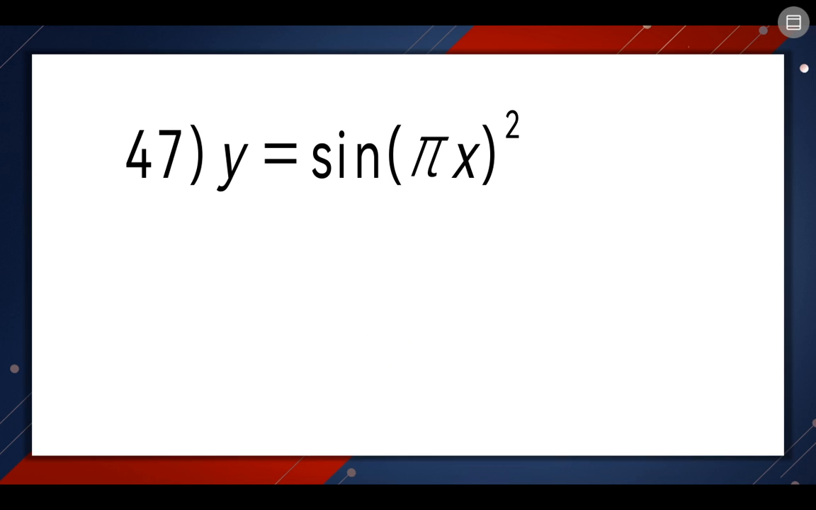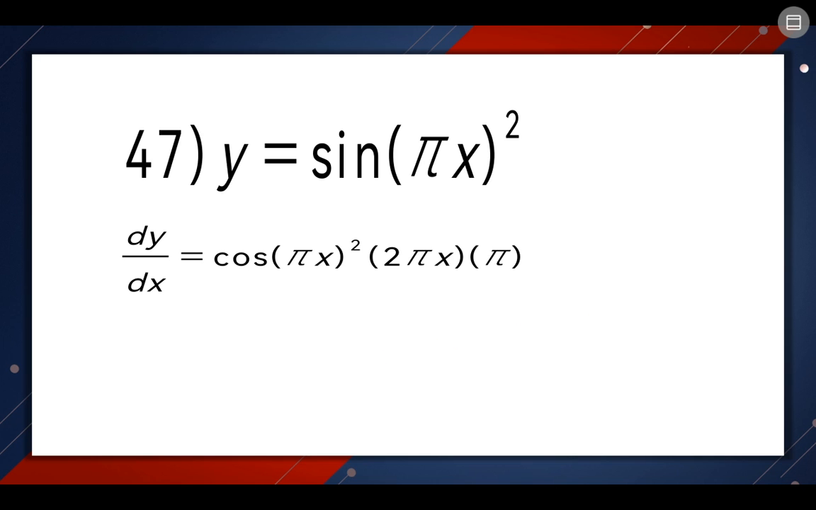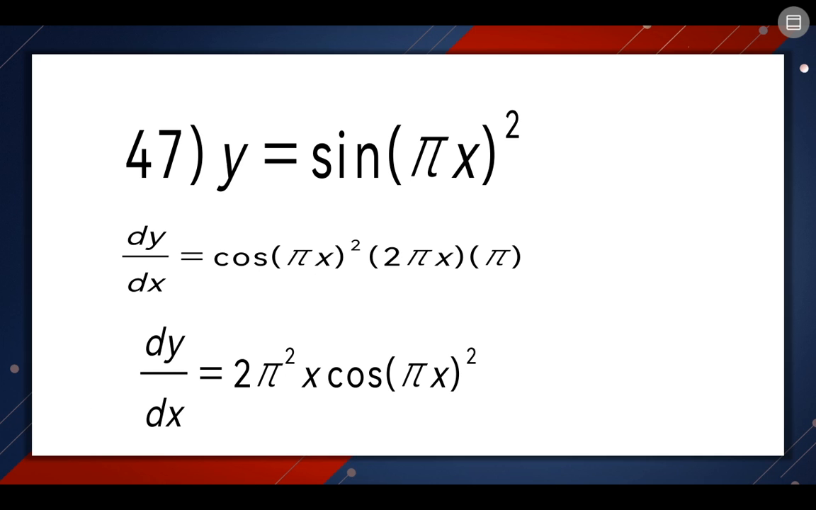Then you can see this question has pi x as the inner function. So we need to take the derivative of the power 2 of the pi x, and then the derivative of pi x. So the process is about cosine pi x to the power of 2, and to multiply by 2 pi x. Then we need to multiply by pi. So the result, as we can see, is 2 pi to the power 2, and then to multiply x cosine pi x to the power 2.